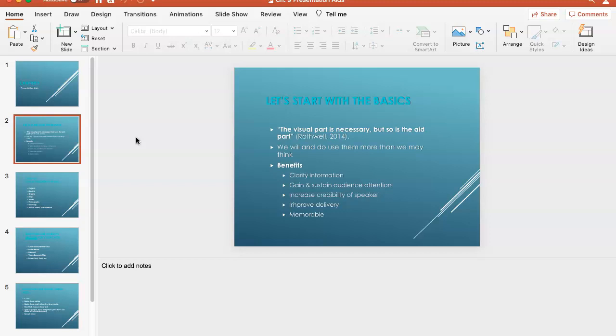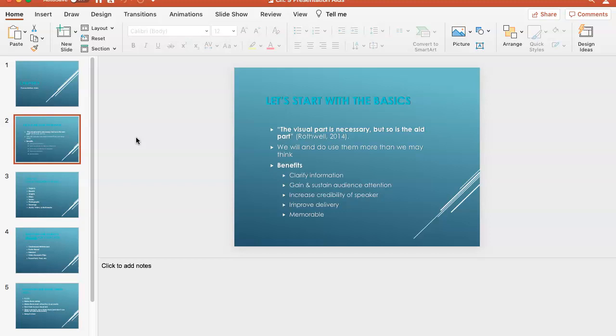The visual part is necessary, but so is the aid part. I love that quote because it is very true. A visual aid is not for you. It is for the audience, okay? Yes, you can use your visual aid. I'm not saying you can't look at it, but the visual aid is for the audience. Always remember that.